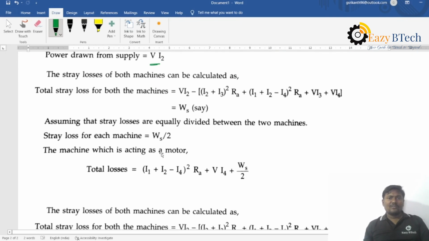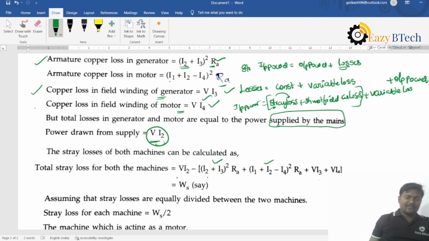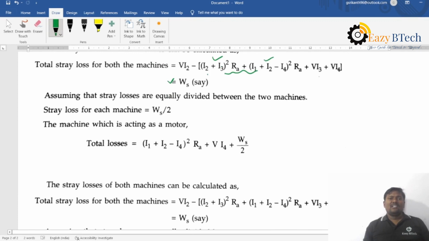So for the stray losses of both machines, the power drawn from the supply is V into I2, from which you subtract all the losses: (I2 + I3) square into Ra, (I1 + I2 − I4) whole square into Ra, plus V I3 and plus V I4. Subtracting all these terms from the input power, I get the stray losses, called WS. How many machines do we have? Two machines, so the stray loss for each machine is WS divided by 2.